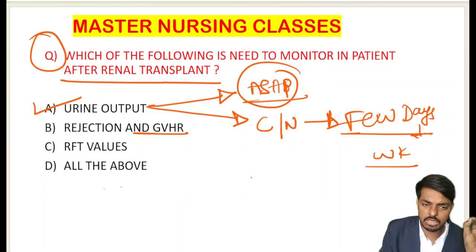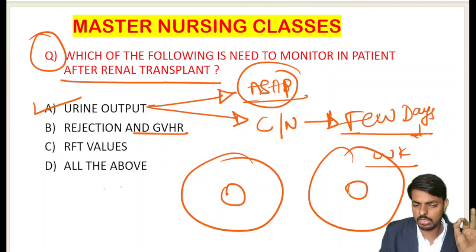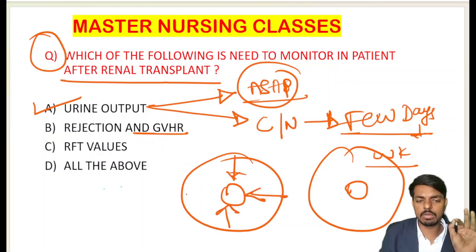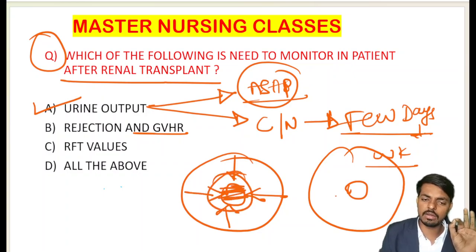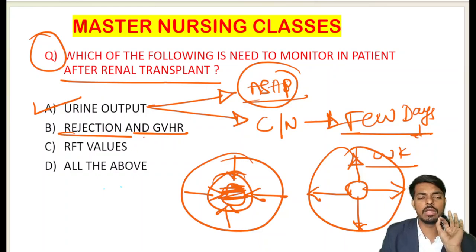Consider this one as a body, and this is the implanted or transplanted organ. Our body forms antibodies which reject the organ; we call this organ rejection. And when the transplanted organ present inside the body damages the surrounding tissue, we call that graft versus host reaction. Hope the concept is very clear. We need to monitor for this also.